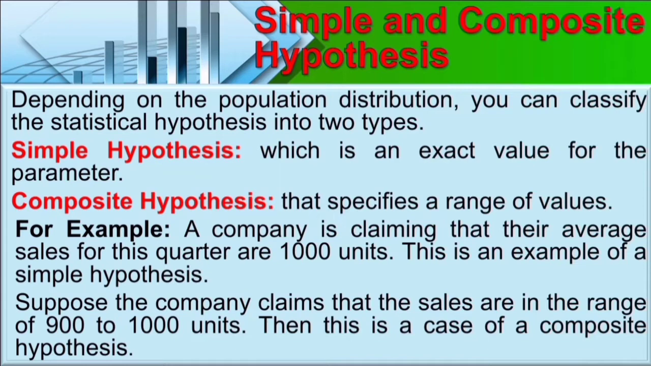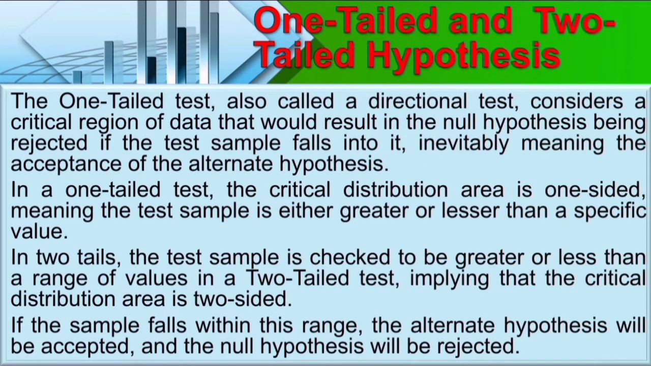Suppose the company claims that the sales are in the range of 900 to 1000 units, then this is a case of composite hypothesis. One-tailed and two-tailed hypothesis. The one-tailed test, also called a directional test, considers a critical region of data that would result in the null hypothesis being rejected if the test sample falls into it, inevitably meaning the acceptance of the alternate hypothesis.